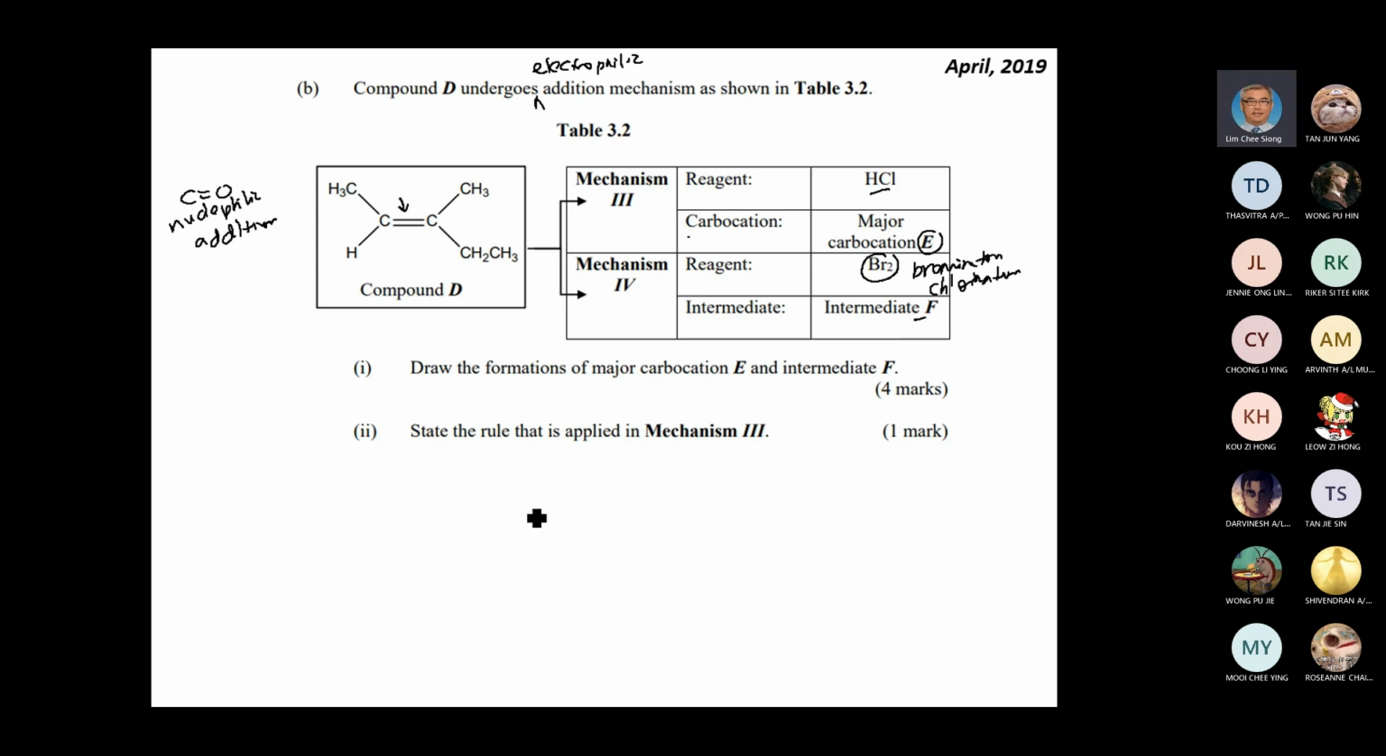Okay, now answer for me. I want you to show me the mechanism of number 4. This one. Exactly the same as I showed you just now, the double bond to the chlorine. Now show me this compound, compound D, with bromine, Br2. Show me the mechanism. I give you 5 minutes to answer. Come, I wait for your answer.